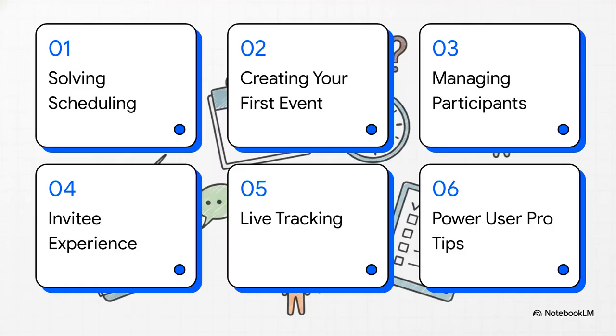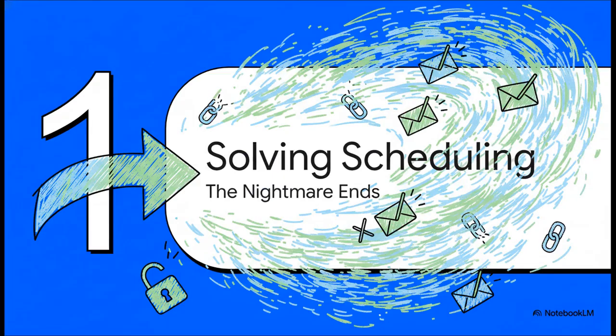Here's our roadmap for the organizer's journey today. We'll hit 1. Solving the scheduling nightmare. 2. Creating your first event. 3. Inviting and managing participants. 4. The seamless invitee experience. 5. Finalizing and live tracking. And we'll wrap up with 6. Power user pro tips.